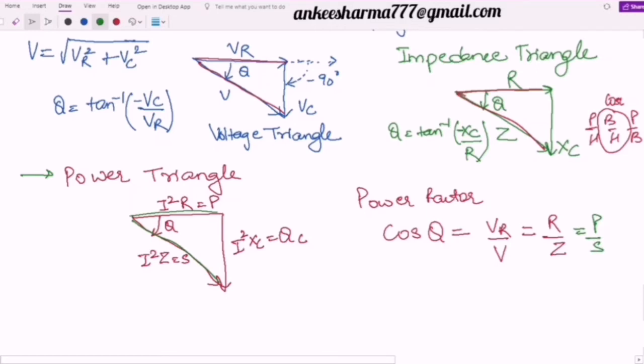And this power factor over here is lagging. Why is it lagging? Because this theta is moving in the clockwise direction, and in the clockwise direction we take the negative value. That's why this cos theta, or we can say this power factor, is lagging. Right? Is it clear now?